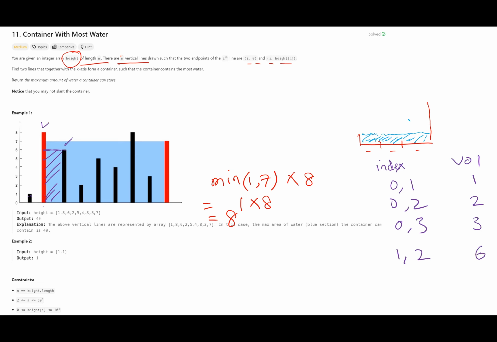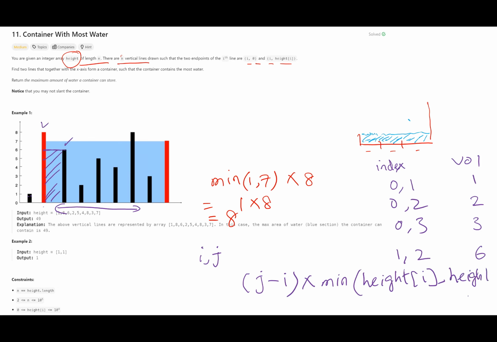So we can take every pair, and what we can do is, for two indexes i and j, the amount of water is j minus i. This is their distance along the x-axis, into the minimum of, we're given the height array, right? So the minimum of height[i] and height[j], right? So that is the naive way.